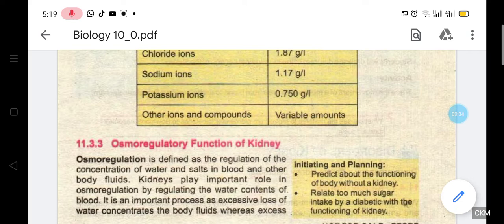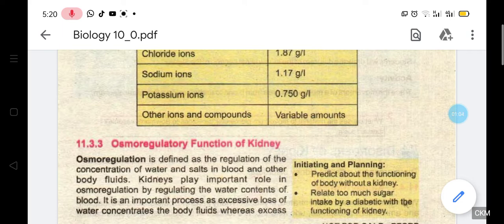It does not let a high amount of water inside the body, and the kidney does not let a low amount of water inside our body either. Because if the water concentration increases, our body fluid will become dilute, whereas if the water concentration decreases, our body fluid will become concentrated. So how the kidney manages this, today we are going to learn about it.